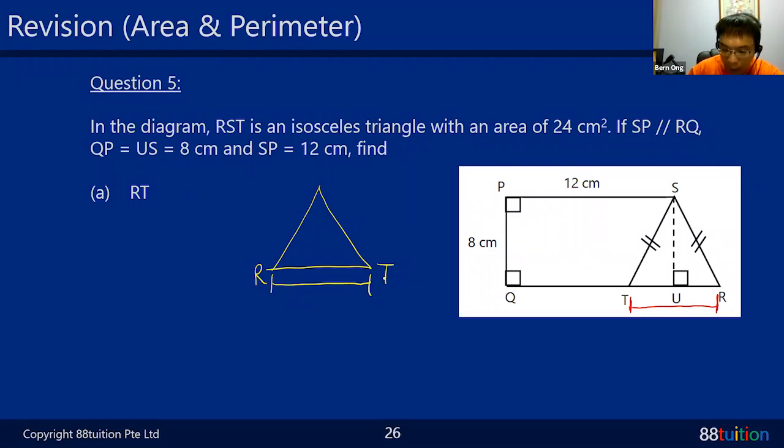I know that the what? I know that the height down here is 8 cm. Can you see or not? And I know that the area is what? 24. So I can actually form an equation.